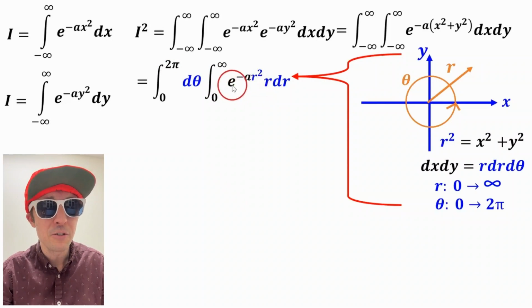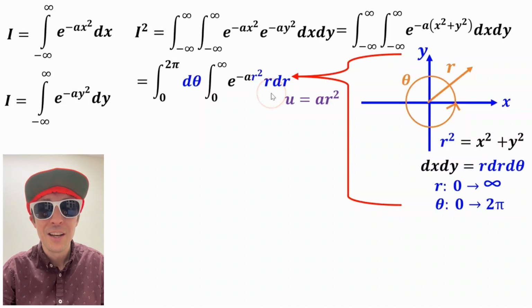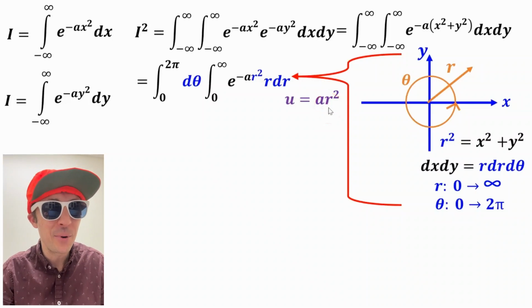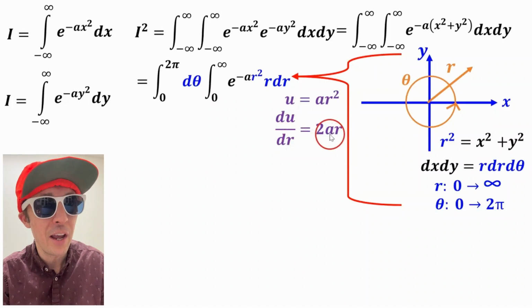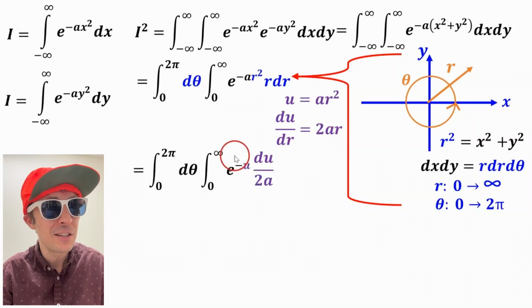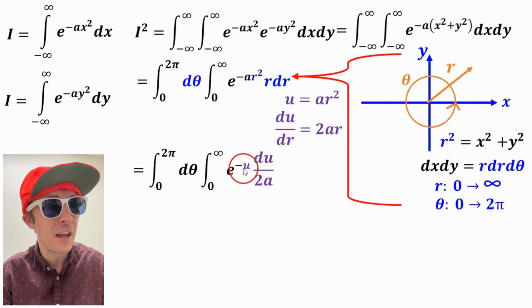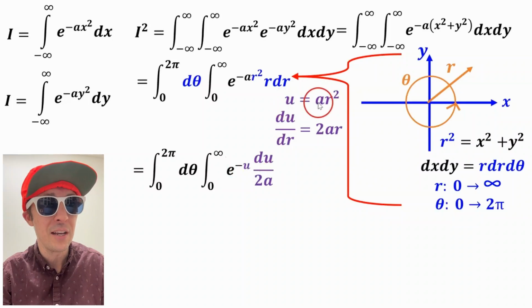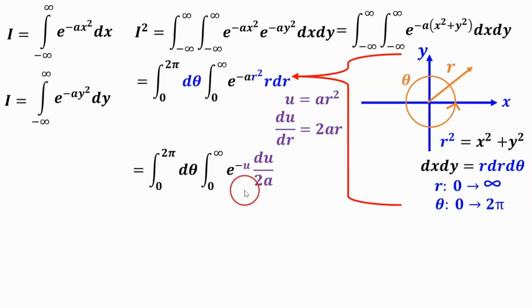Now we've got to evaluate these integrals, so we'll start with the one on the right, where we're going to use a u substitution. We'll set u equal to a r squared, and we'll take the derivative to get du/dr equals 2ar. If we substitute that in, this is what we get. We still have the integral of d theta, and then this right integral, rather than negative a r squared, we have negative u, because u is a r squared. And r dr, if we rearrange this equation, multiply both sides by dr, divide by 2a, r dr equals du over 2a, which we got right here.